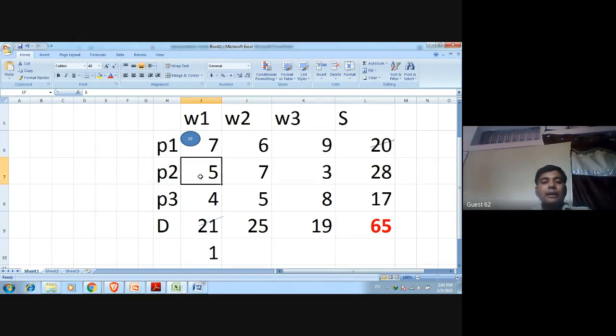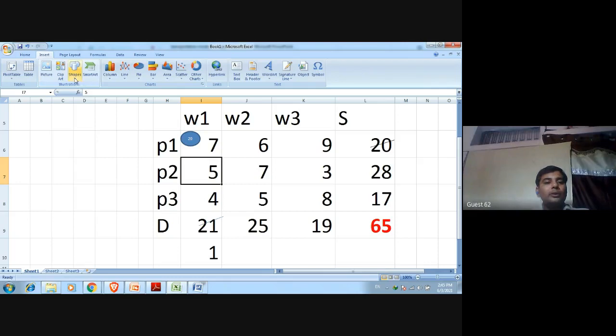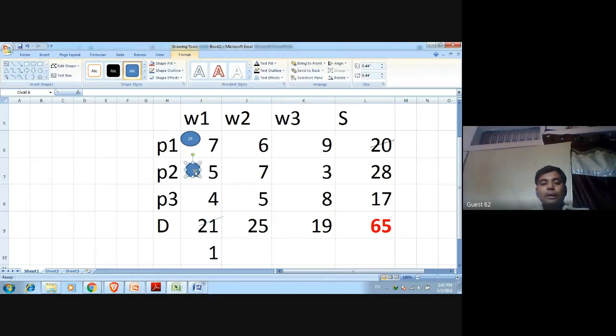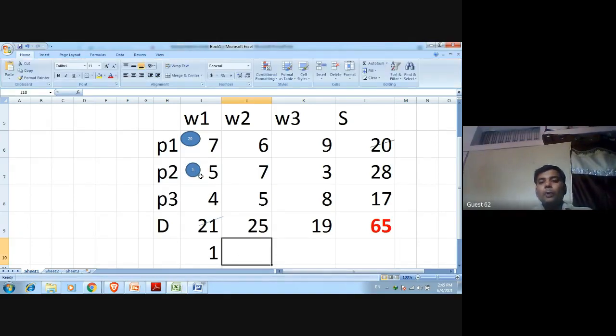the condition. In the plant P2, the capacity is 28, but the W1 requires only 1 unit. The W1 requires only 1 unit, and the plant P2 has capacity of 1 unit. So we will write down here 1. Okay, we will write down here 1. So from where is W1 getting it? From the plant P2. So after giving 1 unit, how many units will be left in the plant P2?